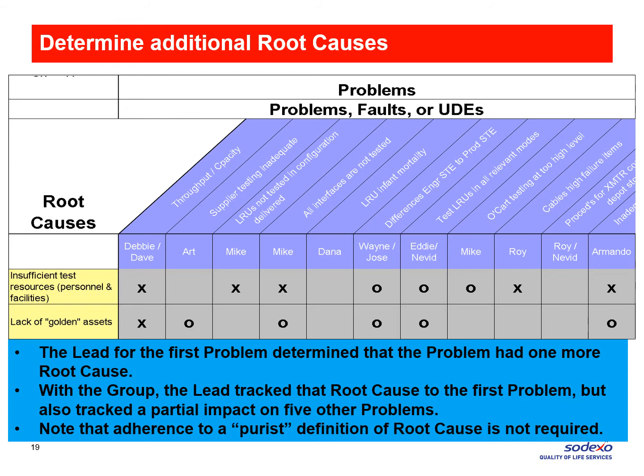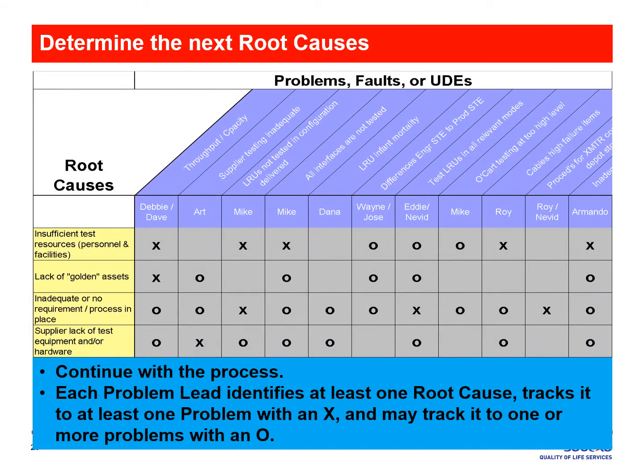Now you've got two root causes or potential root causes for Debbie and Dave's problem. Art says, hey, that'll help out with my problem. Mike says it'll help out a little bit with this one. And Wayne and Jose, Eddie and Navid and Armando said, it won't fix our problems, but it does have some positive effect. So you put in an X that tracks that root cause to that particular fault or UDE, and then several O's that say there's a partial hit on those.